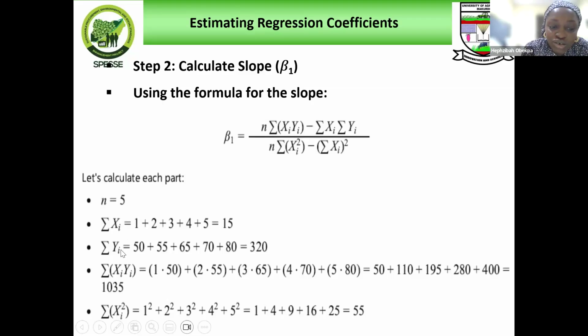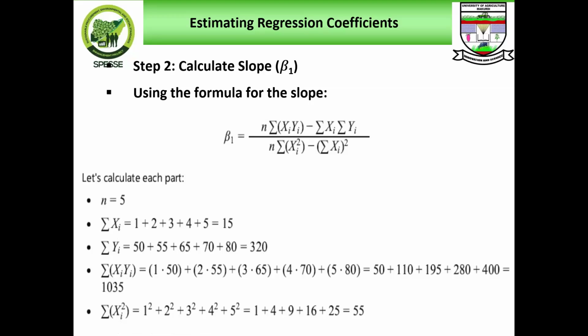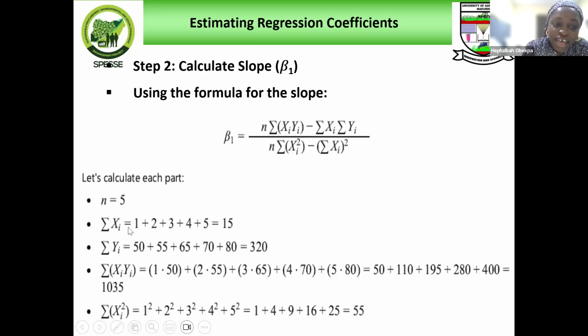Now, this is literal addition of your Y. So remember, this is the outcome, your grade. So you do 50, 55, you add it, you get 320. Now, summation xiyi is the multiplication of X and Y, and then you sum it up.